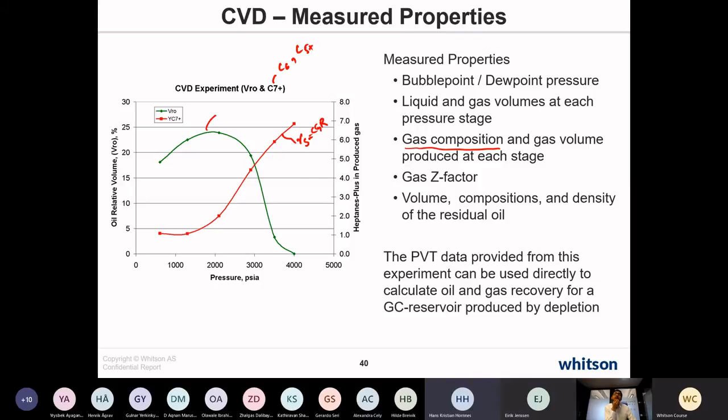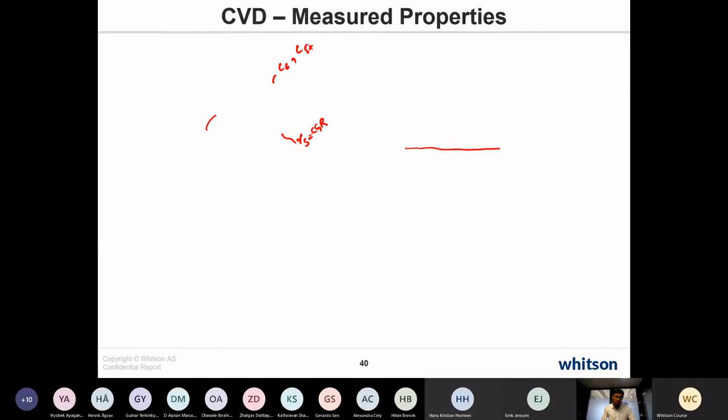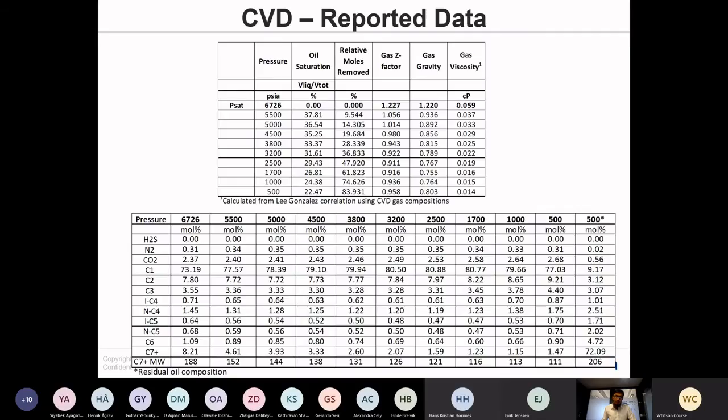Okay. Thanks. Generally, if you have very lean gas condensates, what Hans is talking about is this. Let's go to the next slide. If you look at this compositional table, you have the oil saturation, the relative moles removed, that's your produced moles divided by the total moles, and then you have gas Z factor, gas gravity, gas viscosity, and then the compositions. And then the last stage, which is 500 psi, you have two compositions. One is the equilibrium gas phase, and this is your equilibrium oil phase.